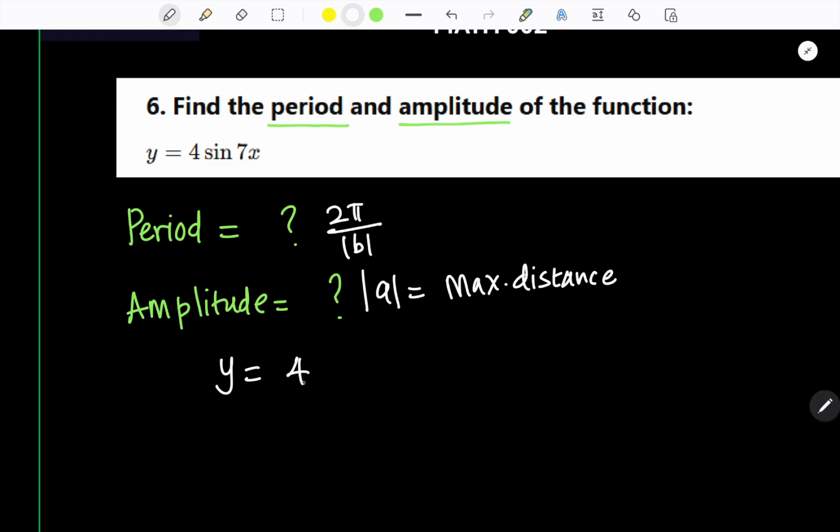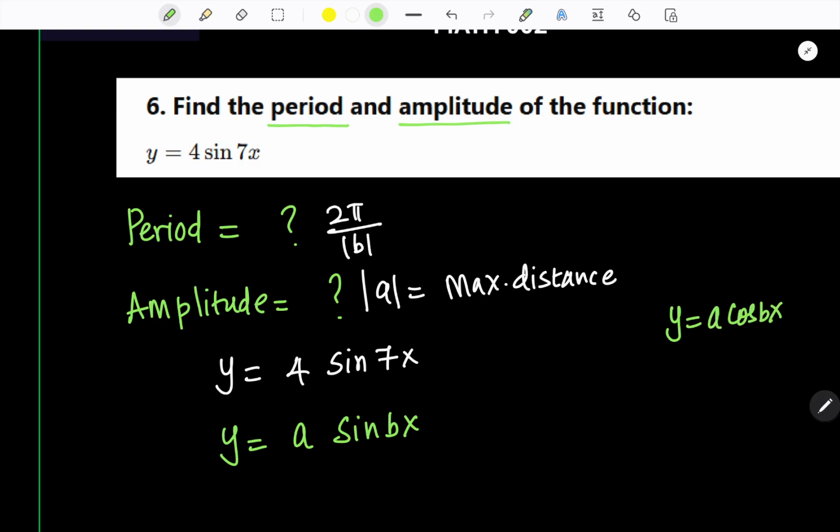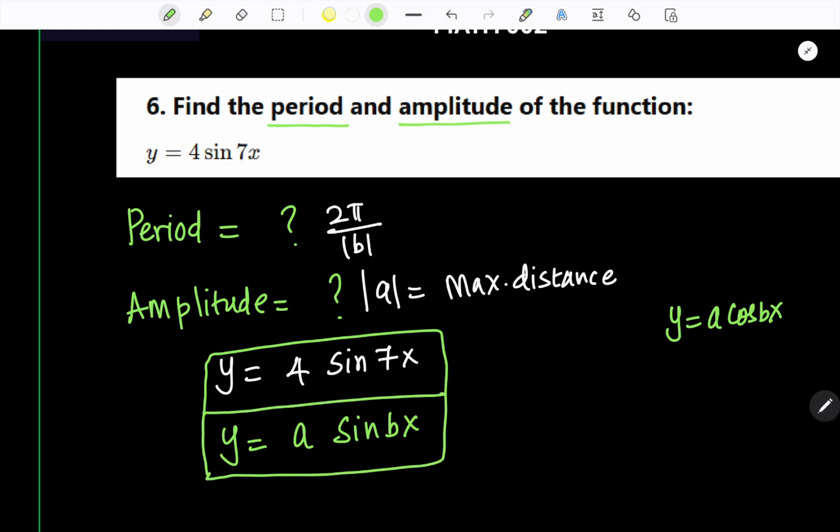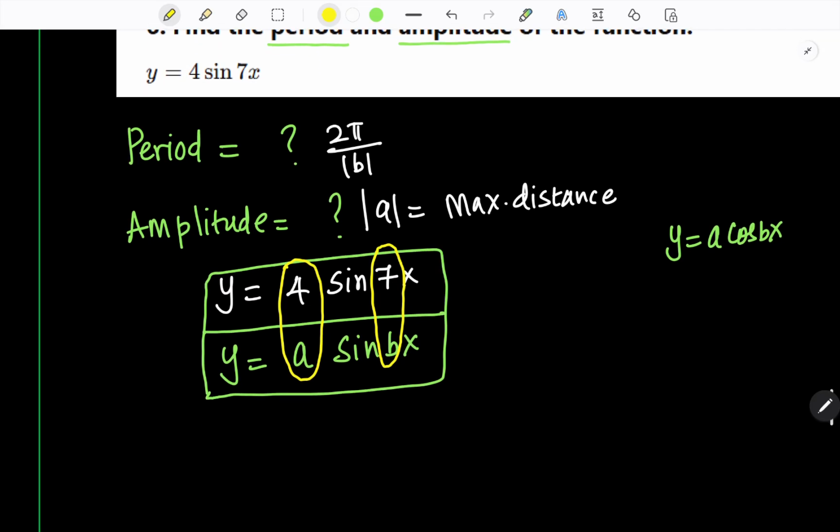Your question is y equals 4 sine 7x. Every sine equation or cosine equation, you have to write in the model y equals A sine Bx, or if the question is cosine, A cosine Bx. So just write this equation and compare. Matching means comparing. So A equals 4 and B equals 7.